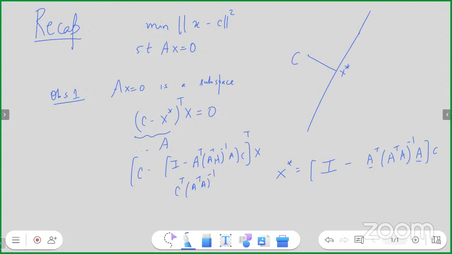Then A transpose and A times X. And because A times X is 0, X belongs to the subspace already. So this is 0. So this definitely satisfies this condition. Now, all you have to check is whether A X star is 0 or not. That also is a requirement because it better belong to the subspace. And that is again easy to check.